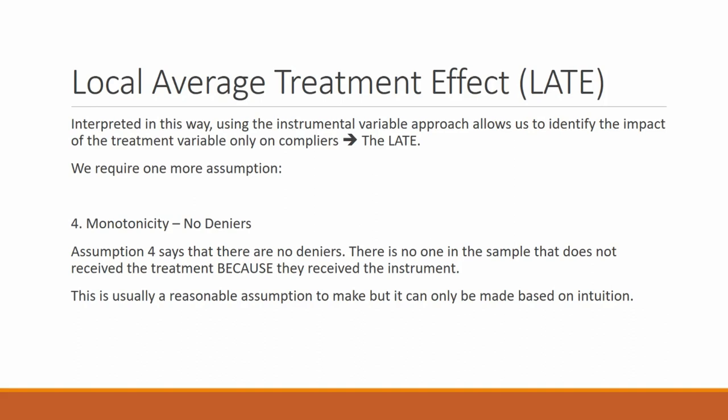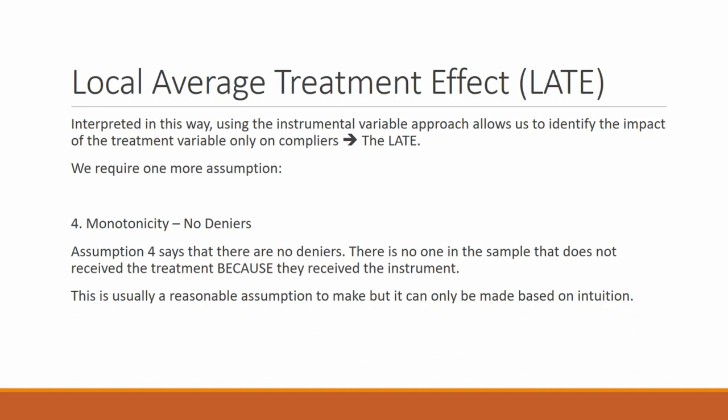All right. We have to make one more assumption for this to be true, though. I'm adding another assumption. This is very assumption heavy. There are no deniers or no defiers. Assumption 4 says that there are no deniers or no defiers. There is no one in the sample that does not receive the treatment because they received the instrument. This assumption is basically saying there are no mothers who would pay $20 for childcare if they lived in Quebec, but would pay $5 for childcare if they lived outside Quebec. There are no mothers that go in the perfectly opposite direction of the instrument.